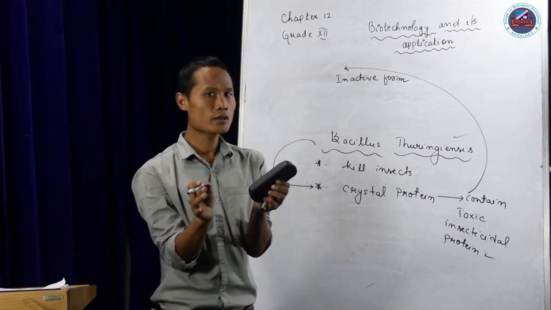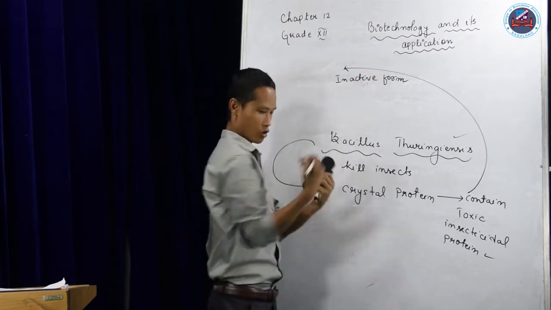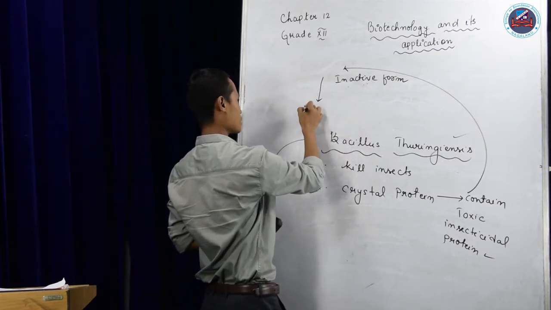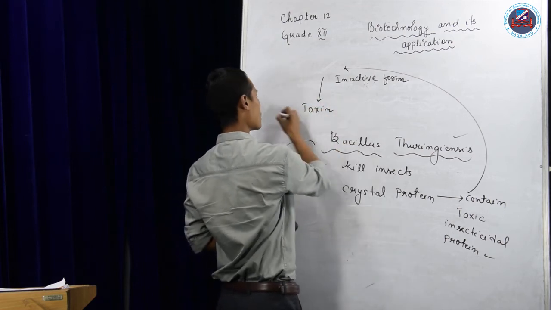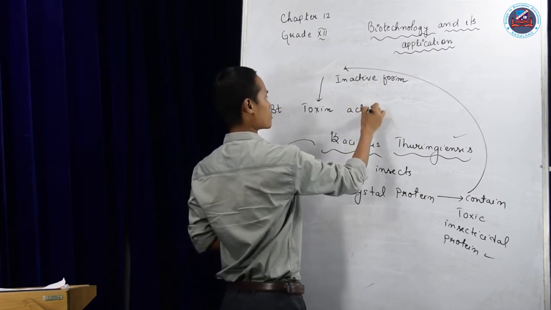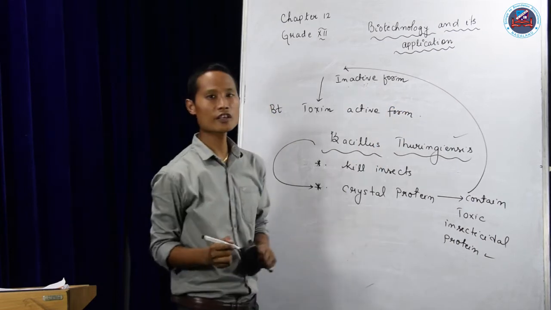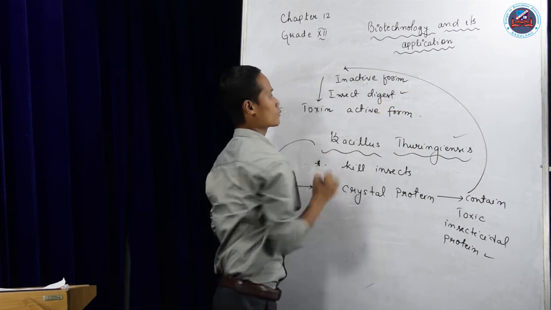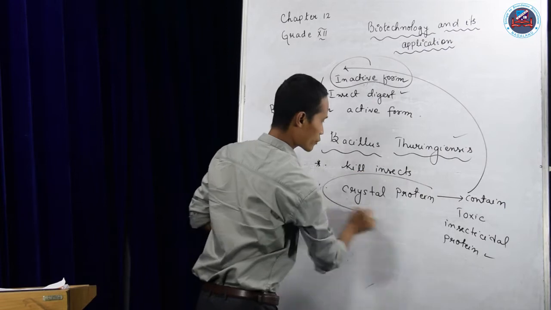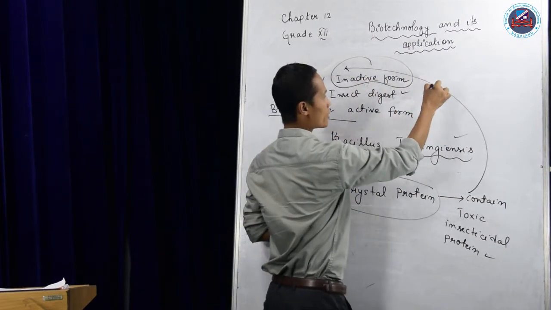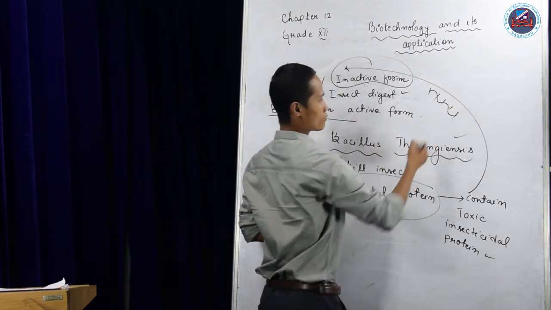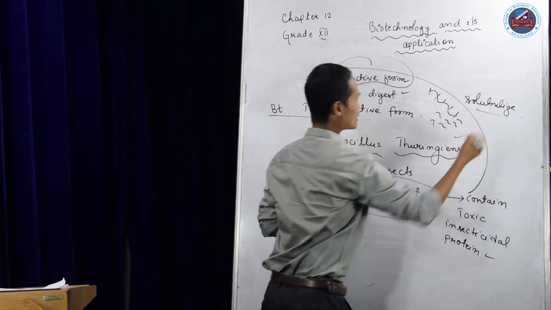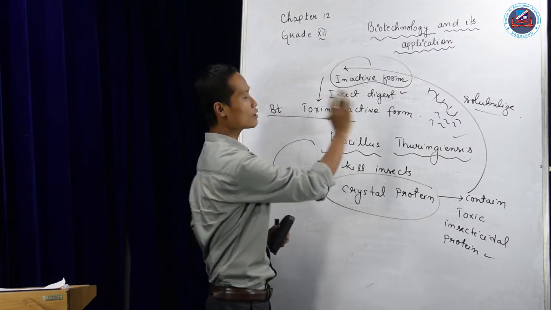Now, once the insect ingests or takes up the inactive form, which is the crystal protein, this inactive form turns to the toxin, or Bt toxin, the active form. It happens only when the insect digests. Once the insect digests this inactive form, that is the crystal protein form, it will solubilize. Just say that this is our gene, the inactive form. They will break this, solubilize. Once this solubilizes, it will convert to the Bt toxin active form.